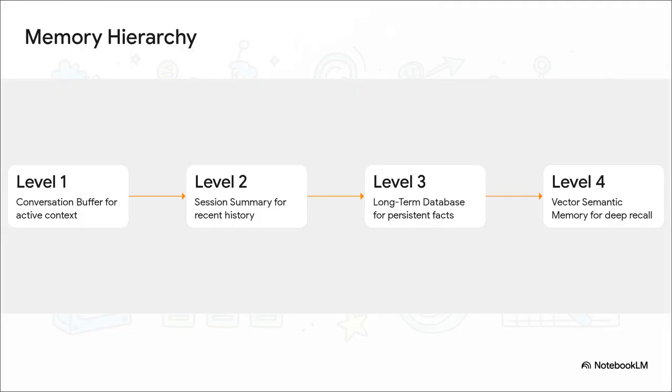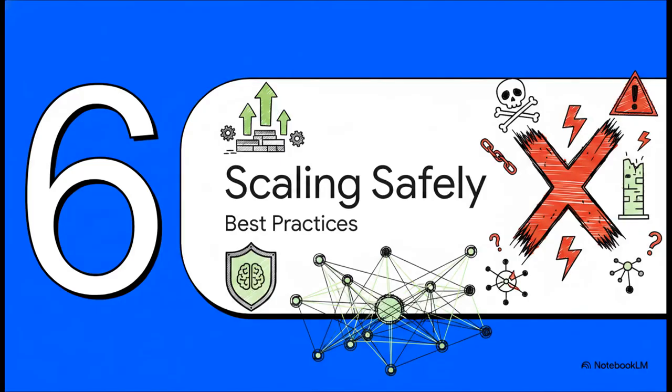When you're writing your hierarchical memory design code, building progressively is key. You start with level 1 as your active buffer, level 2 for session summaries, level 3 for your long-term SQL database, and level 4 for deep vector semantic memory. Structuring your retrieval function to pull from L1 down through L4 guarantees maximum intelligence without ever overloading the model's context window.